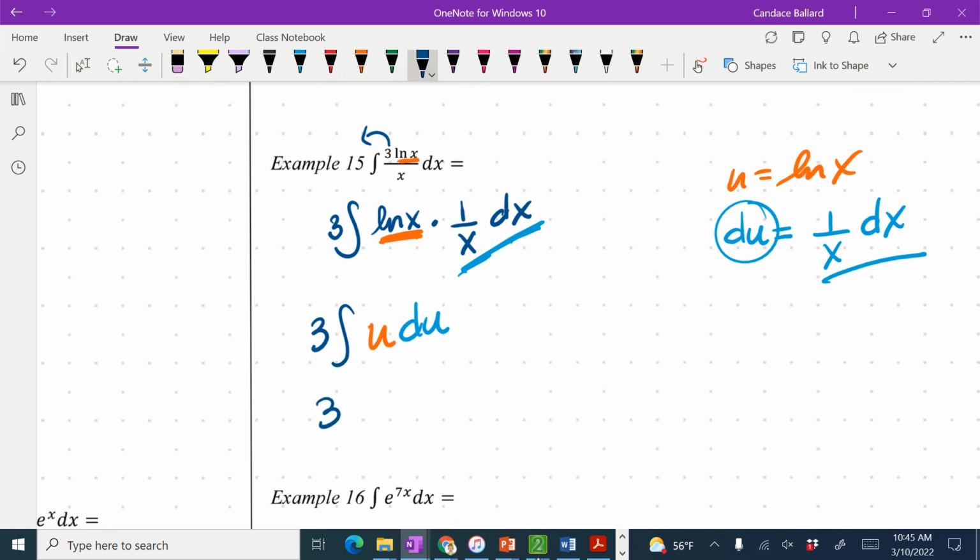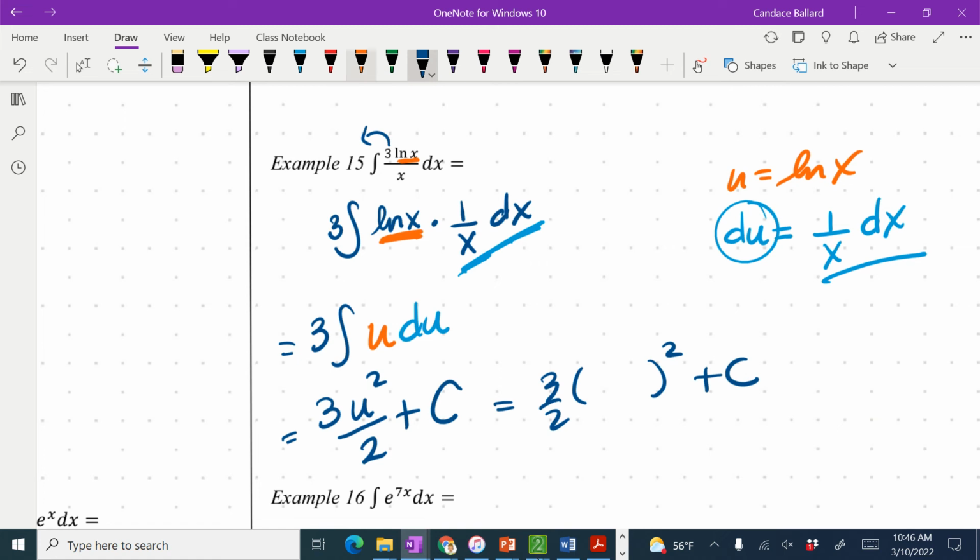So we've got 3. We've got u to the what? Squared over 2 plus c. Good. All right, so 3 halves. I'm going to substitute my natural log back into it.